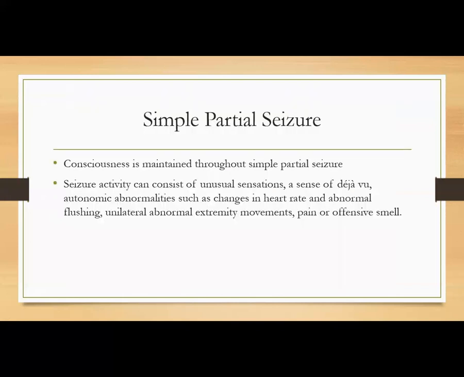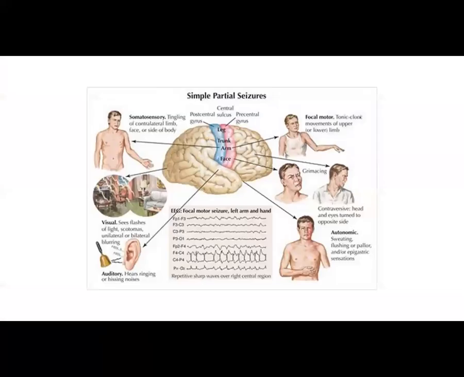The simple partial seizure, consciousness is maintained throughout simple partial seizures. So for these ones, the patient is aware of what's happening. So the difference between simple and complex is, in complex, the patient has that amnesia, is not aware, while in simple partial seizures, they are aware. So seizure activity can consist of unusual sensation, that sense of deja vu, autonomic abnormalities, such as that change in heart rate, abnormal flushing, unilateral abnormal extremity movements, pain, or that offensive smell. Once again, it's kind of showing another test here.